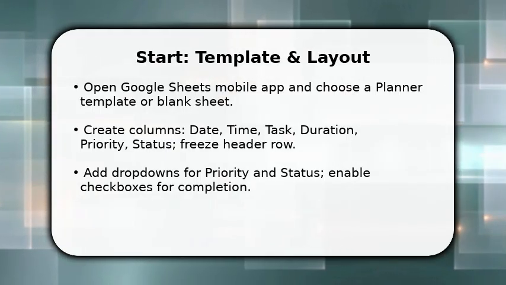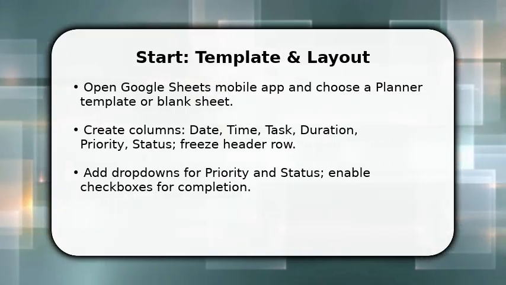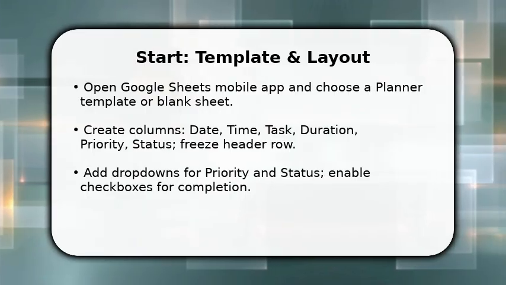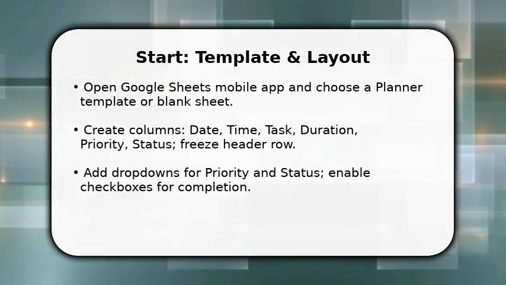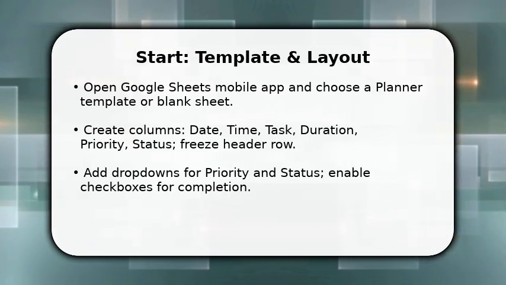Use simple formulas like equals today in a helper cell to auto-populate dates. Once done, make the top row readable and compact so entries fit a mobile screen. You add interactivity so the sheet works like an app.